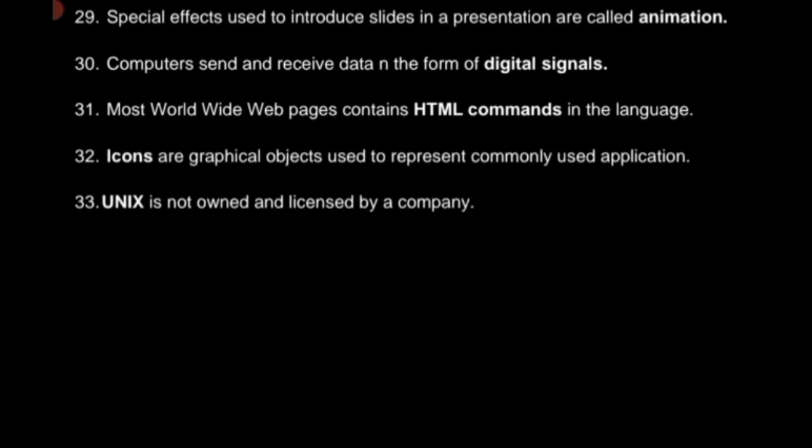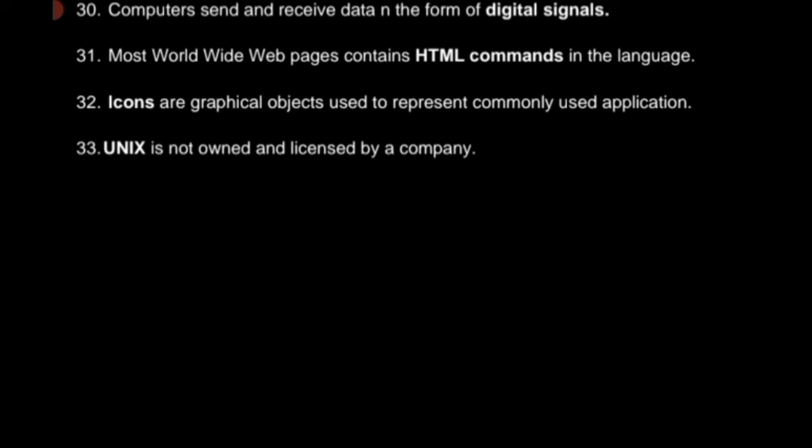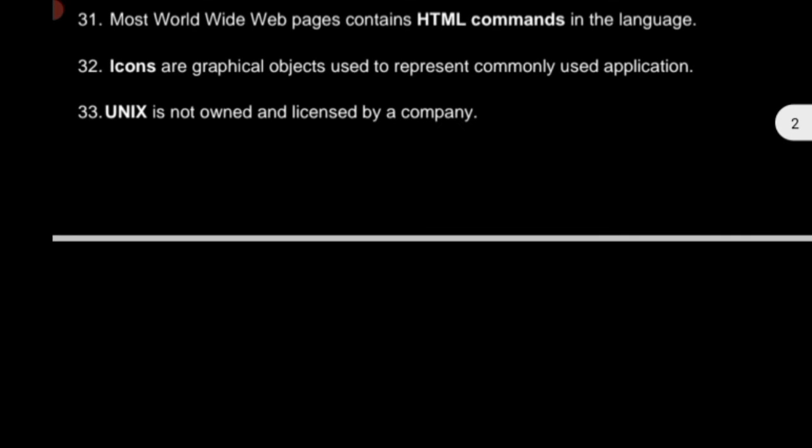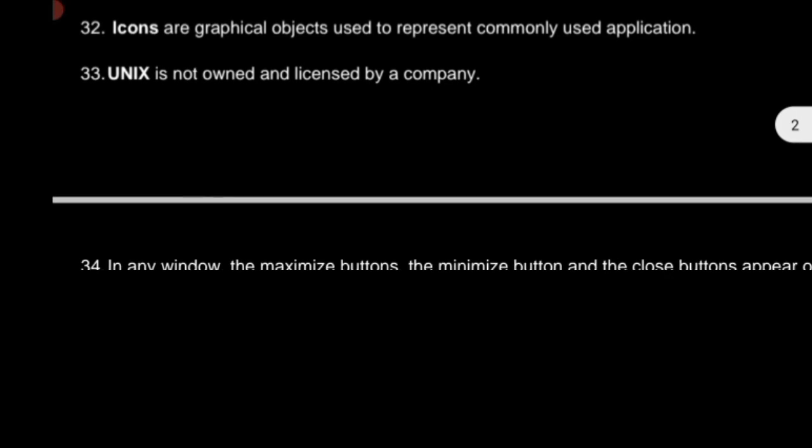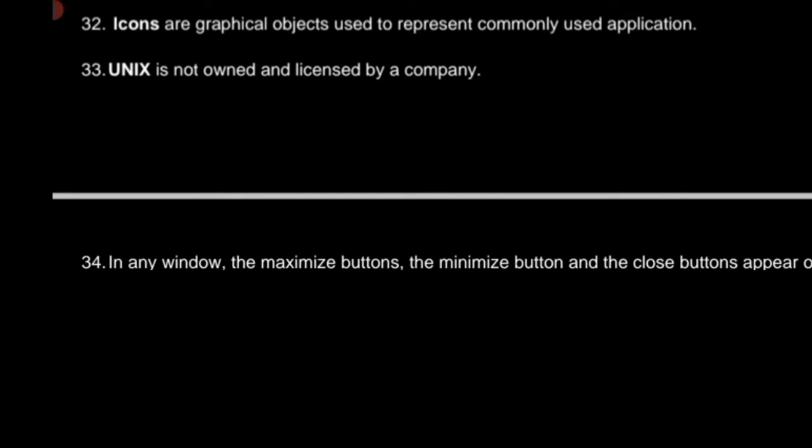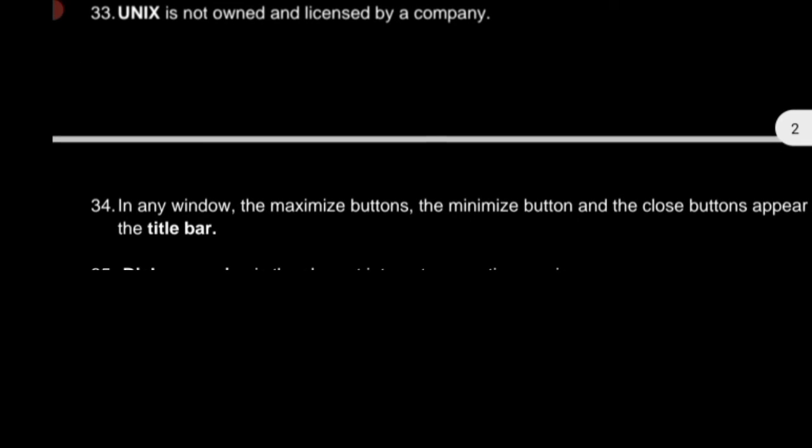29 point is special effects used to introduce slides in a presentation are called animation. 30 point is computers send and receive data in the form of digital signals. 31 point is most World Wide Web (WWW) pages contain HTML commands in the language. 32 point is icons are graphical objects used to represent commonly used applications. 33 point is Unix is not owned and licensed by a company.